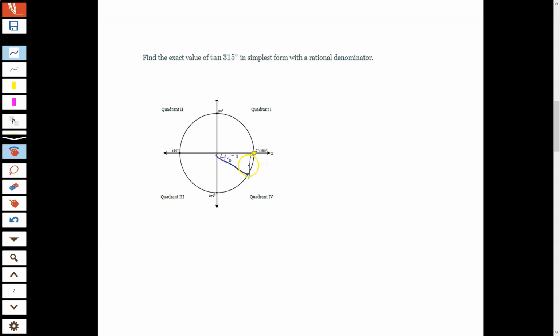So if I'm looking at tangent, I'm looking at opposite. This is going to be a negative over adjacent. This is going to be positive because I'm to the right of my x-axis. Okay. So tangent of 315 degrees is going to be equal to opposite, negative 1, over 1, which is just negative 1.